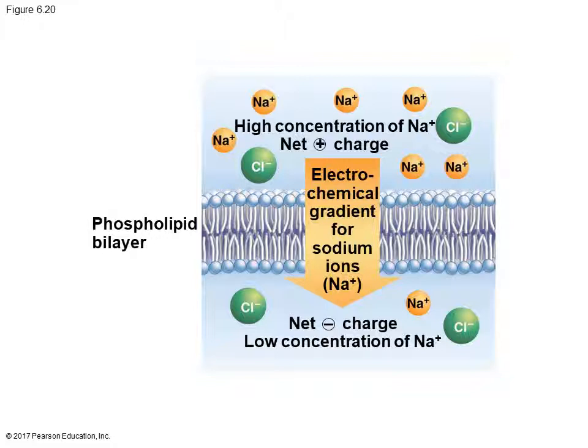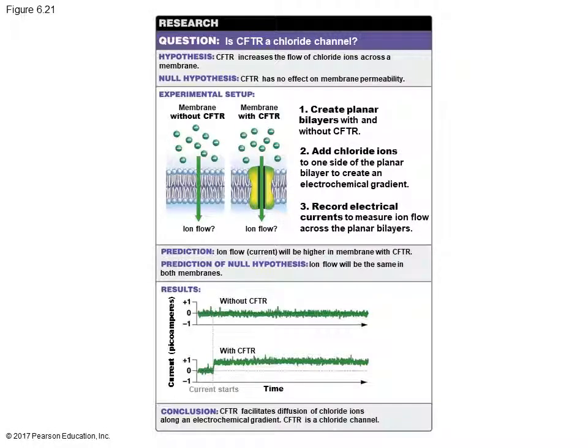Figure 6.20 shows exactly what I was discussing. Notice all of these sodium ions accumulating on one side of the membrane. If there's an opening like a doorway to the inside of the cell, sodium ions will readily cross the phospholipid bilayer because there's an electrochemical gradient. So you're going from a high concentration to a low concentration, and we're doing this through a protein doorway.